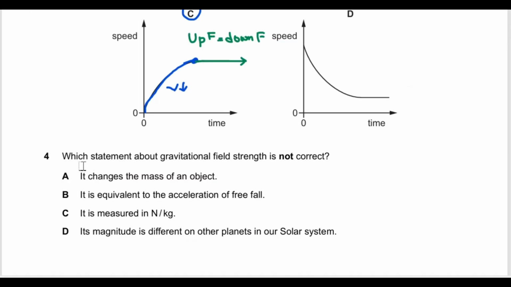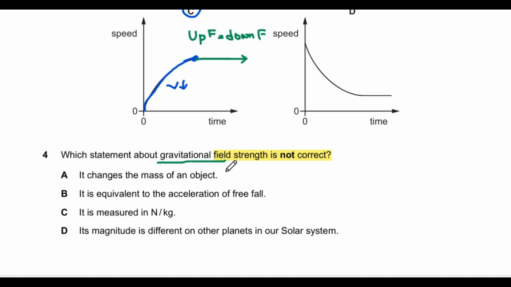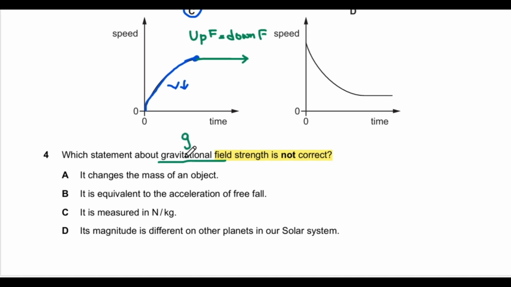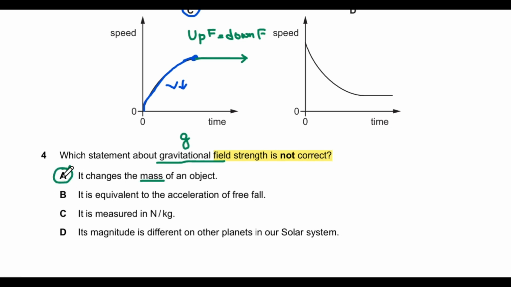Question number 4 says, which statement about gravitational field is not correct? It is gravitational attraction per unit mass and it is represented by g. First option is it changes the mass of the object. This is not correct because mass is not changed by anything. It remains the same everywhere. So this can be our option.